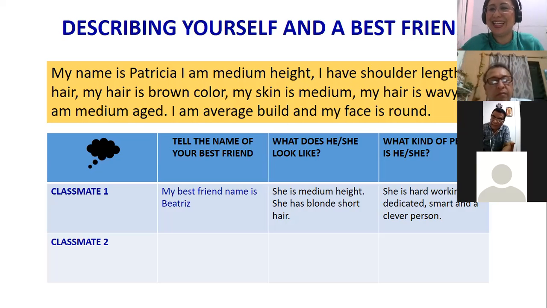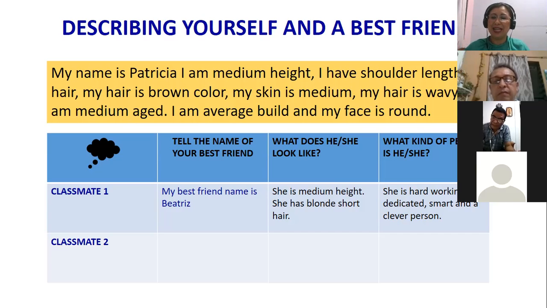Okay, very good, excellent. So now who will continue? Okay, Rocio, now it's your turn. My best friend's name is Samuel. He is medium height. He has short brown hair. He is friendly, extroverted, and a happy person. Okay. Excellent. Very good. Nice description of you both.